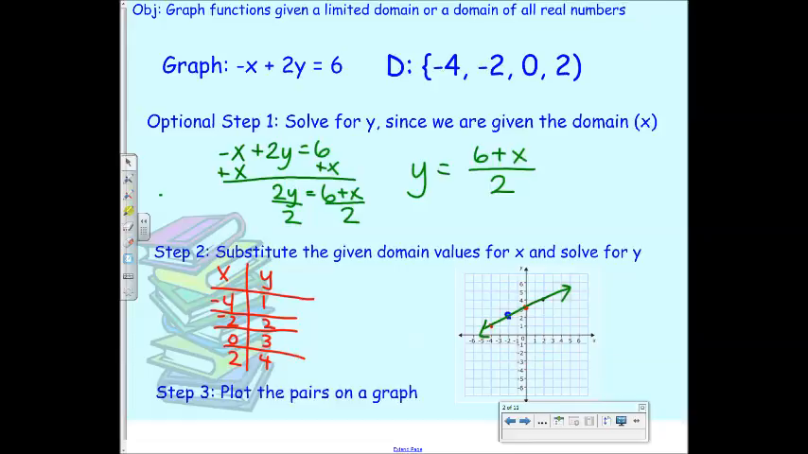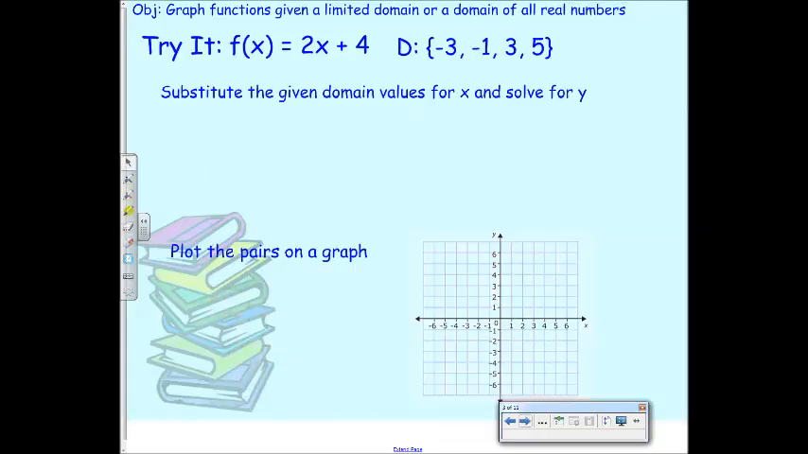All right, so I want to do this one. Try it, f of x equals 2x plus 4. And remember that on Tuesday I said f of x is the same thing as y. F of x is exactly the same as y. So I'm going to rewrite this equation, and instead of writing f of x, I'm going to write y equals 2x plus 4.